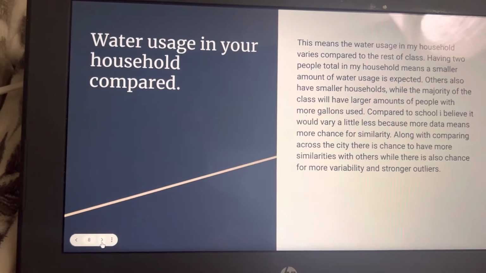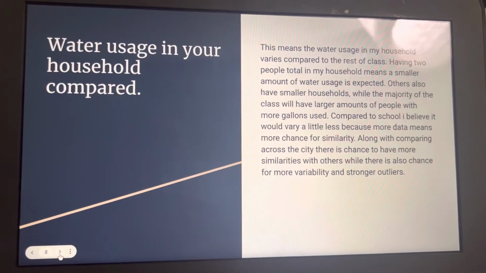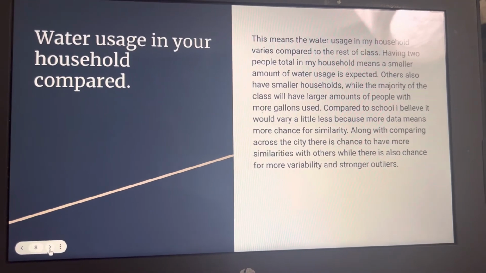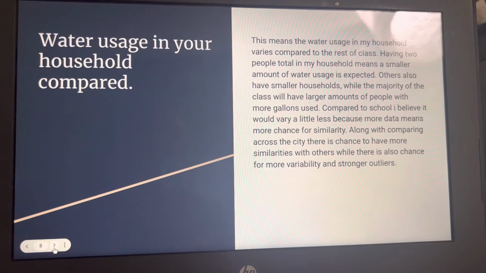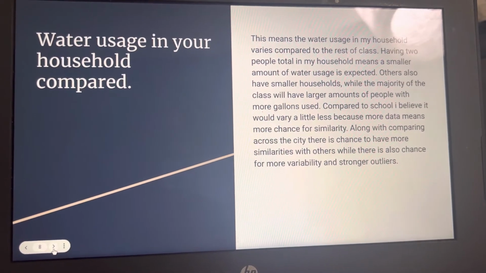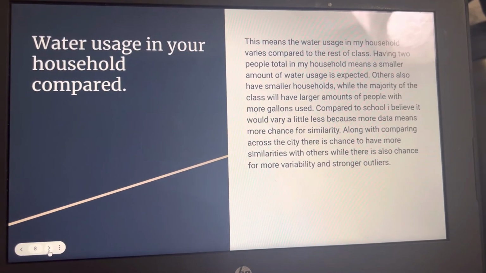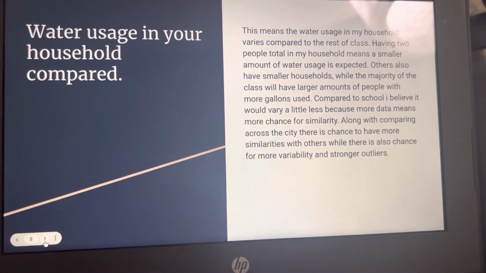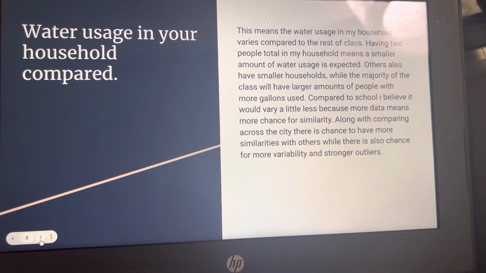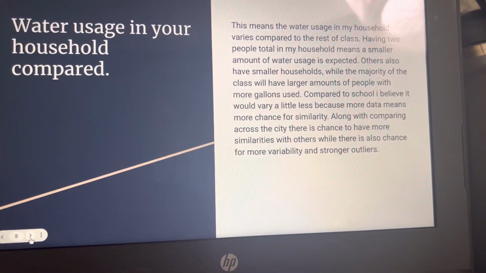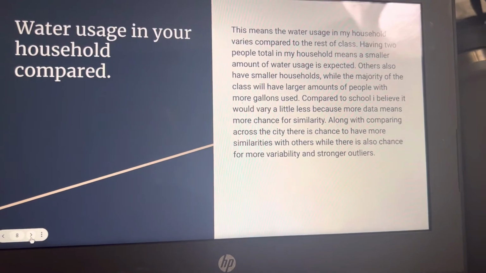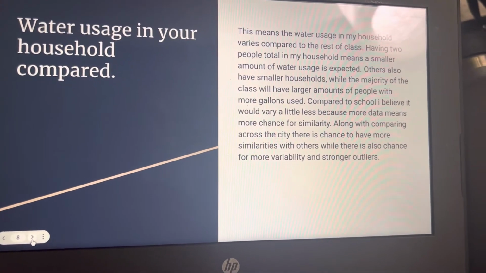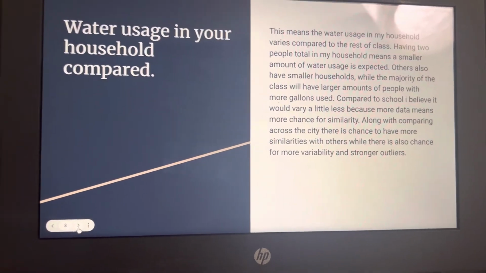Water usage in your household compared. This means the water usage in my household varies compared to the rest of the class. Having 2 people total in my household means a smaller amount of water usage is expected. Others also have smaller households, while the majority of the class will have a larger amount of people with more gallons used. Compared to school, I believe it would vary a little less because more data means more chance for similarity. Along with comparing across the city, there is a chance to have more similarities, but I also added the fact that there is more chance for variability because of stronger outliers with more people.